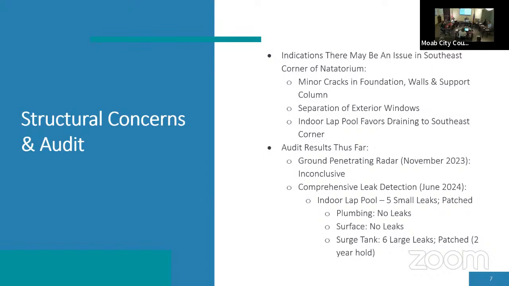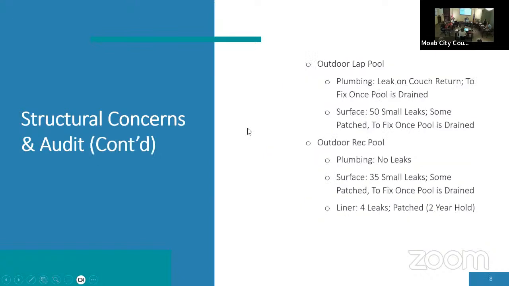We have gotten to walk through the pool with most of the counselors and speak to these. This breaks down exactly what we're seeing in the different pools. For the indoor lap pool, there were 5 small leaks. They were patched, with no plumbing leaks and no surface leaks. But the biggest area of concern is that the surge tank had 6 major leaks. Those have been patched. We anticipate those to hold for at least 2 to 3 years, but we will be looking at long-term solutions. The outdoor lap pool had a plumbing leak on the couch return.